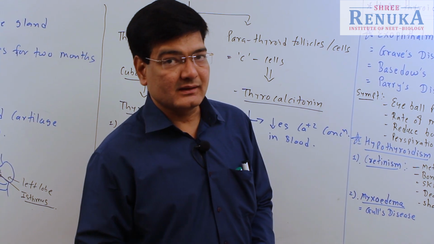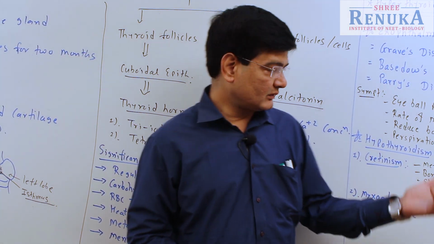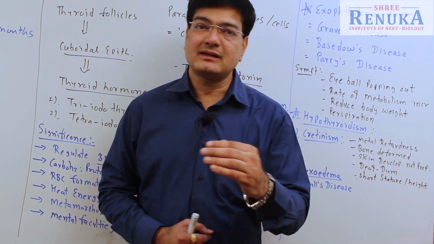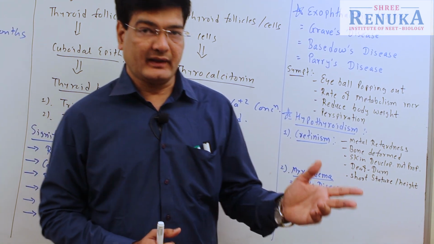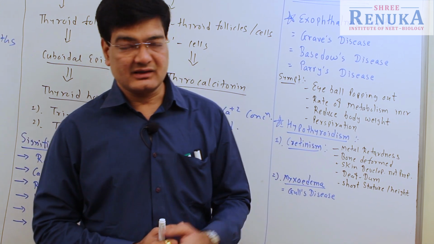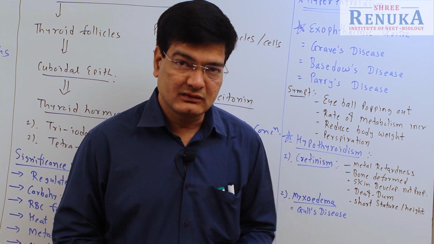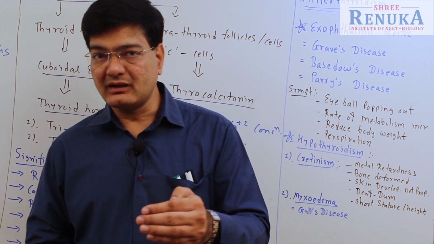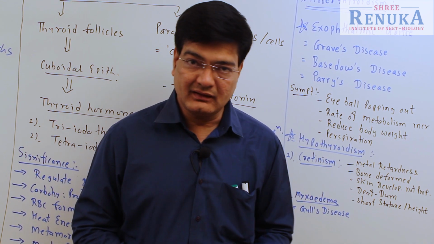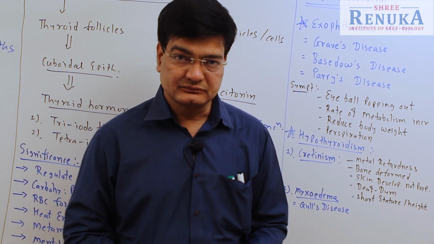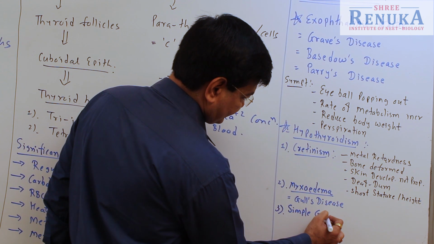Myxedema or Gull's disease is the second condition of hypothyroidism. If thyroid hormone secretion is less in an adult, it affects the various metabolic processes and BMR of the body. This is observable in the case of females, where the menstrual cycle is affected and irregularities are found in the menstrual cycle. Now, simple goiter.